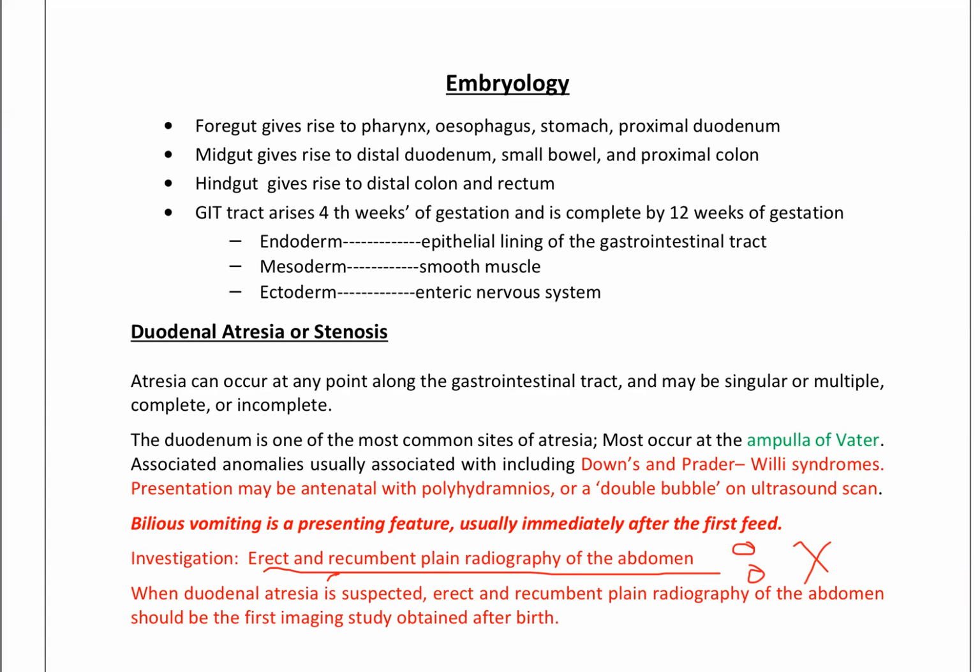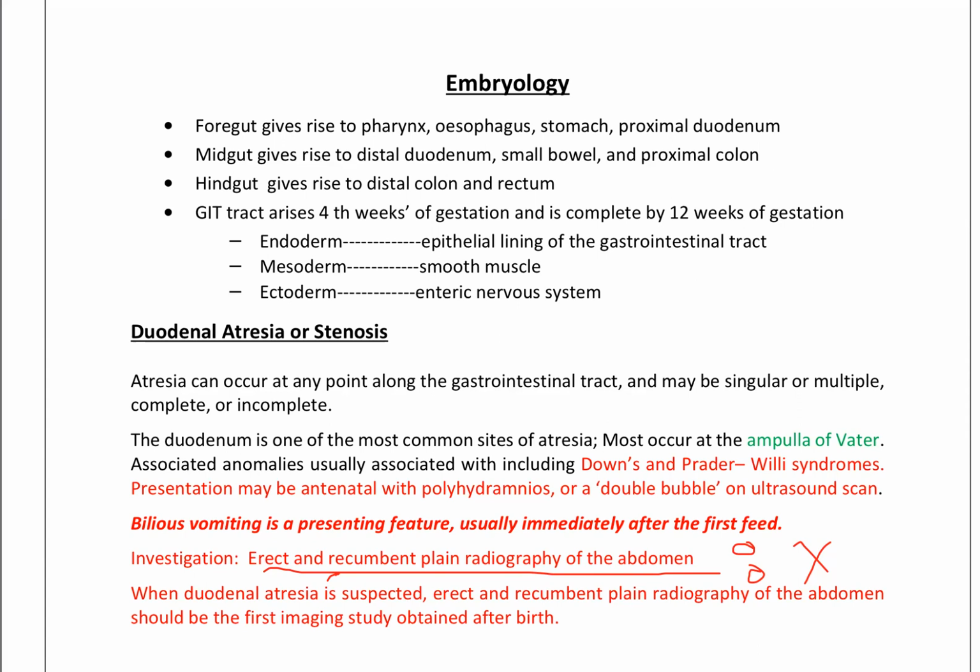Delayed presentation could be one recall question related to this: 6 or 7 days of bile-stained vomiting, Down syndrome, and there is no obstruction. At that time, we should know that sometimes duodenal stenosis could present late, okay. Not always is it after the first feed. So there are some atypical presentations. Other than this, there are no questions from duodenal atresia.